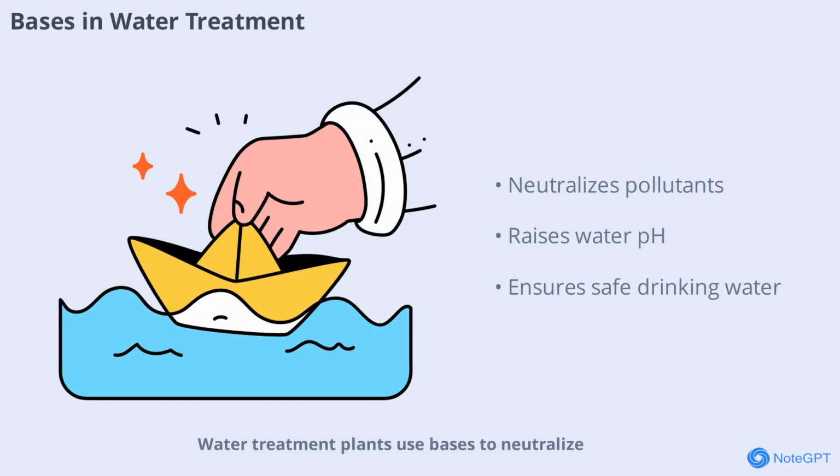Water treatment plants use bases to neutralize acidic pollutants and make water safe to drink. For example, adding lime or sodium hydroxide raises the pH of water, removing harmful substances. This process protects public health and ensures clean, safe water for communities.